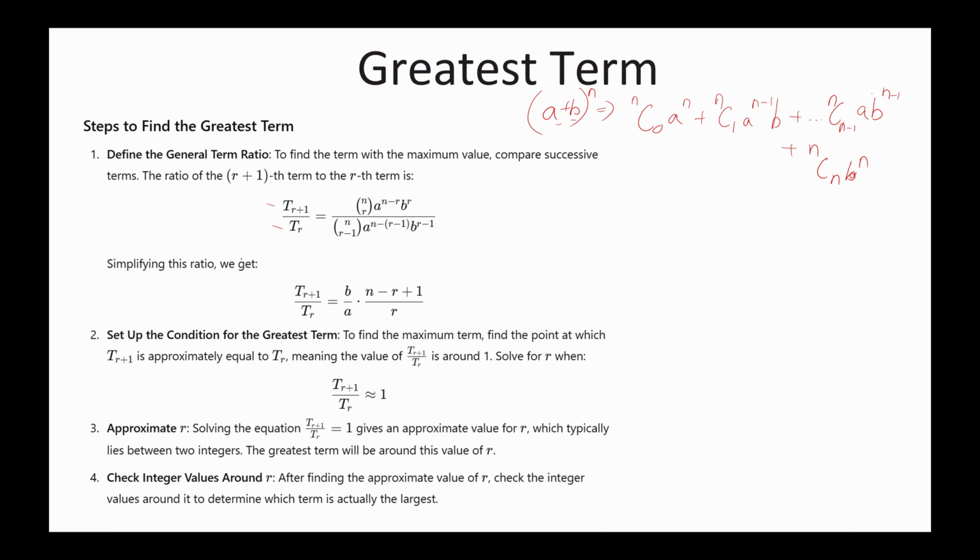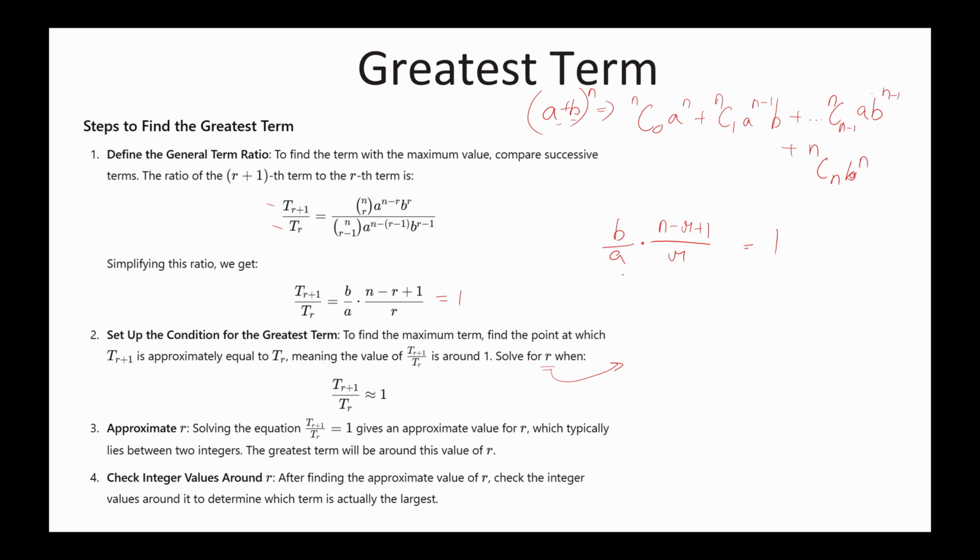And upon simplifying this entire ratio, what do we get? (b/a)(n − r + 1)/r. Now our task here is to equate it to a value, let's say 1, so that we get r in such a way. Let's say I get my r value upon solving this entire equation. What I'm saying here is I'm setting (b/a)·(n − r + 1)/r to 1.